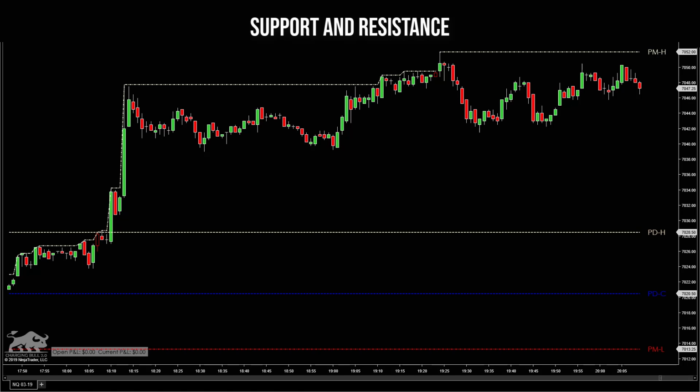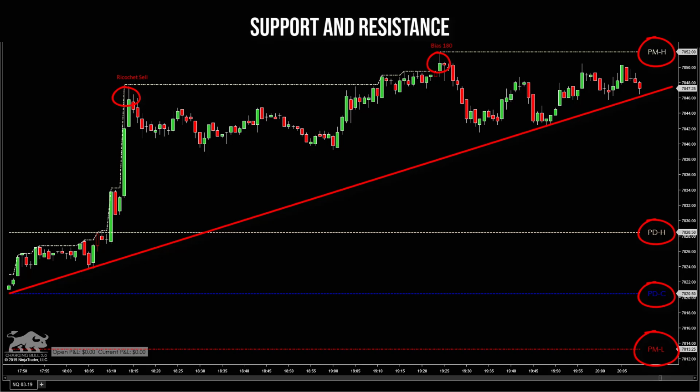So look for candlestick patterns at support and resistance, confirmed by trend lines, bias 180, and ricochet indicators, at the top and bottom of early trend retraces, with confirmation within a higher time frame.